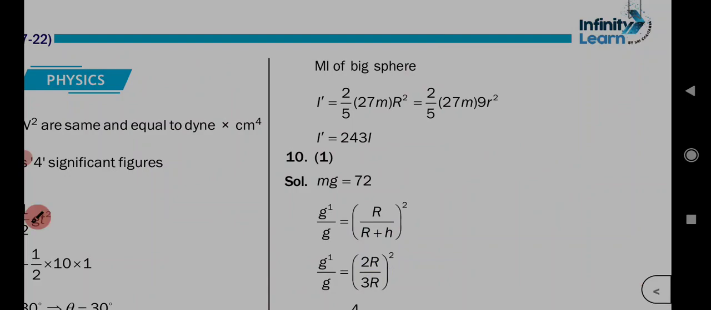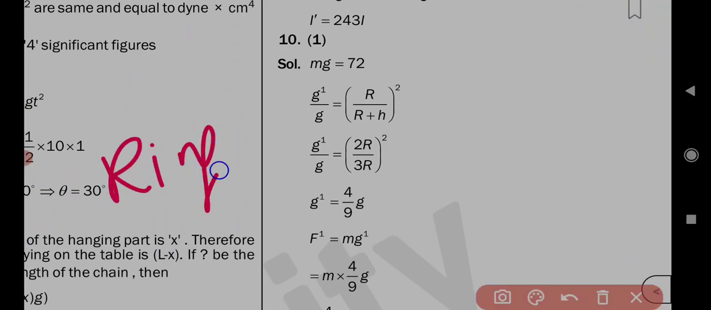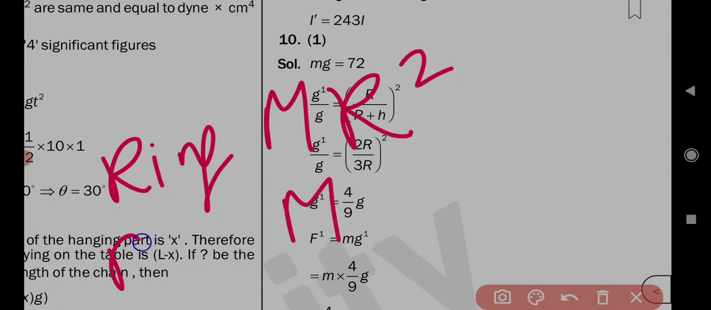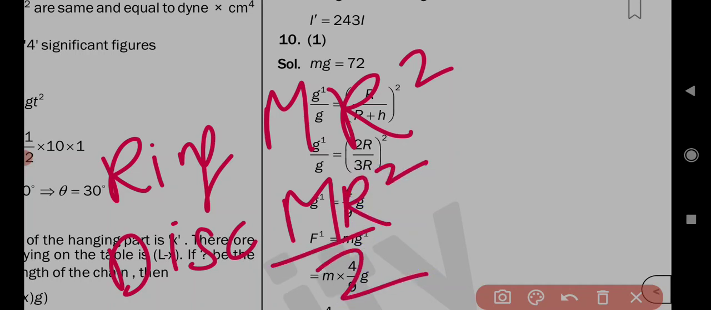It looks difficult, but it's quite easy if you remember the concept. You need to remember that for a ring, the moment of inertia is mr square. For a disc, mr square by 2. Okay, and others are also there. Okay, 1 minute, guys.